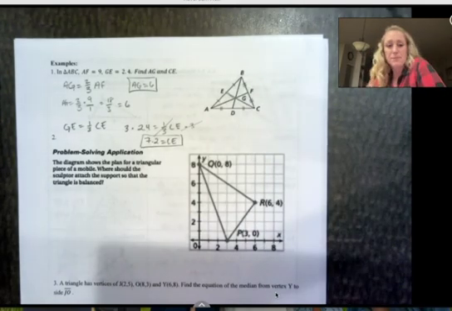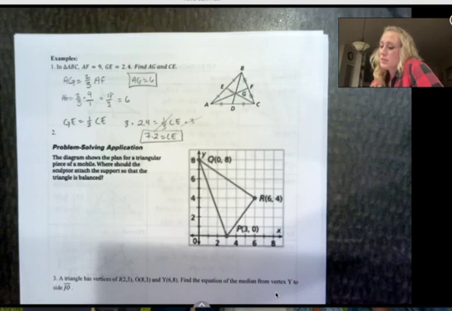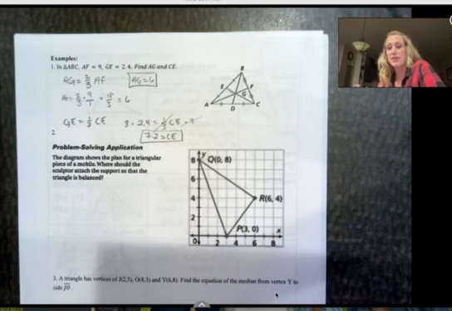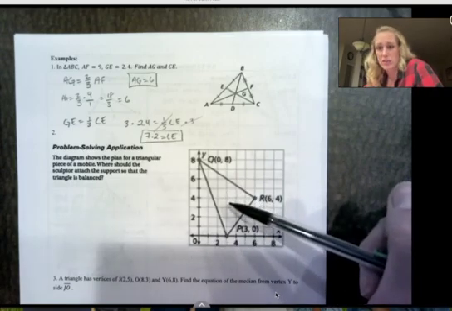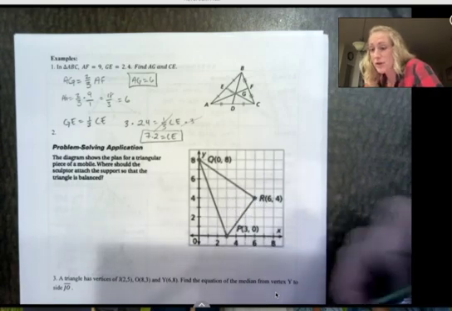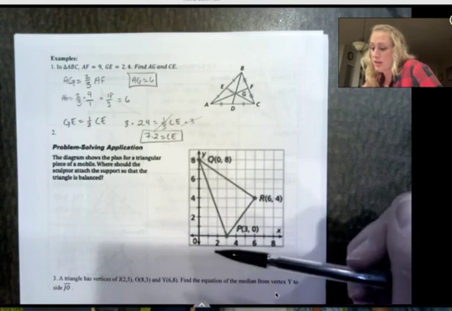Okay, so this problem says the diagram has a plan for a triangular piece of a mobile. Where should the sculptor attach the support so that the triangle is balanced? So remember, the centroid was called the center of gravity. So think about if we have a triangle plane and we stick a support underneath. If we stick it on that center of gravity, the triangle plane will be balanced. So we need to find the coordinates of that point where we should attach the support.